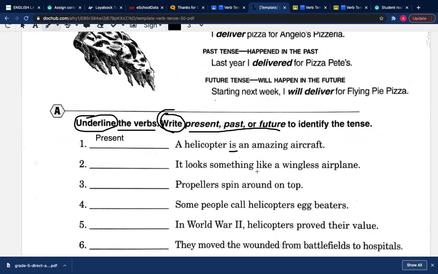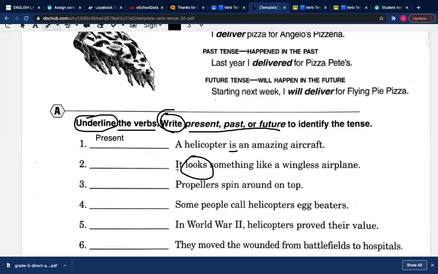It looks something like a wingless airplane. Okay, so that means looks is our verb. Okay? Think about this. I look. Yesterday I looked. Tomorrow I will look. Okay?